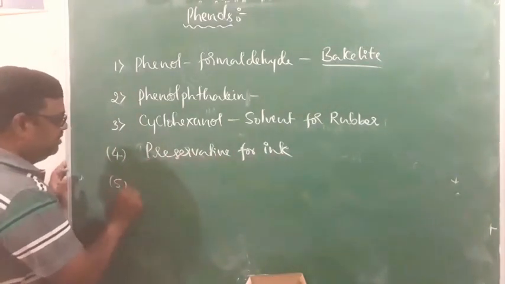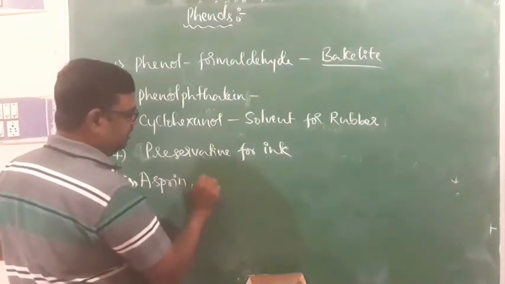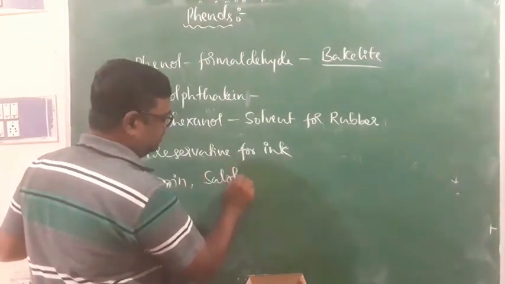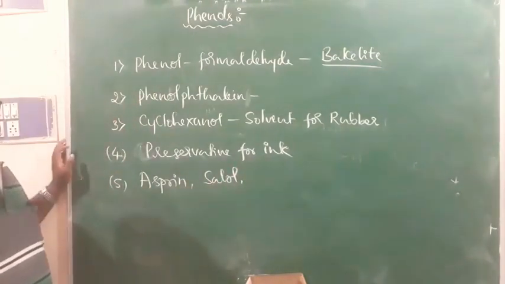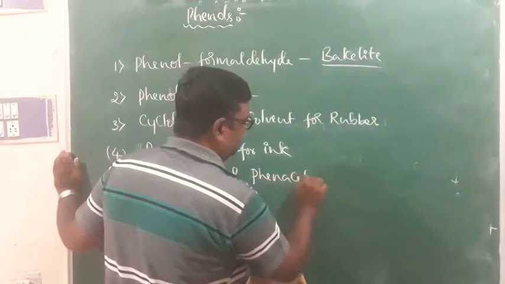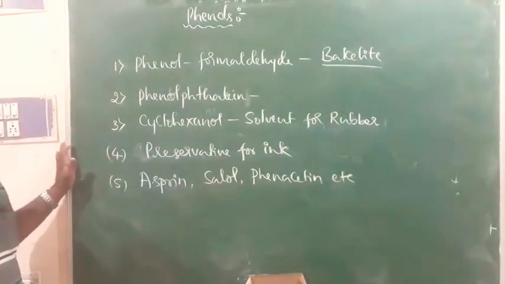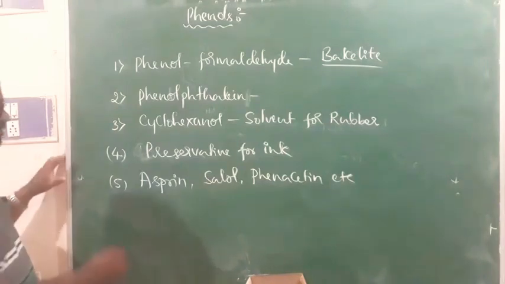Apart from that, phenol is used in the manufacture of various drugs like aspirin, salol and phenacetin. These are the chemical substances used in the treatment of various ailments, and these are the drugs which will be manufactured starting from phenol itself.